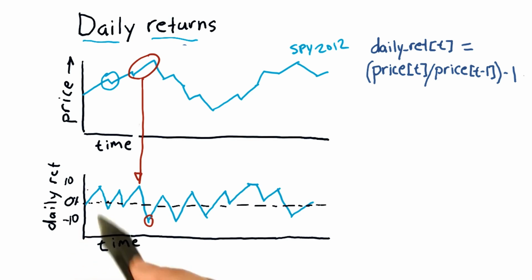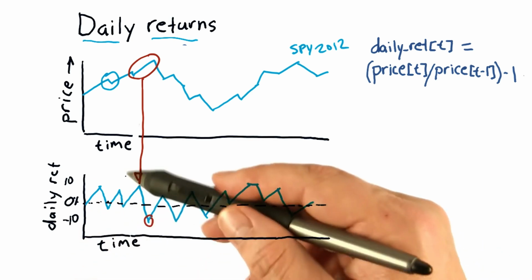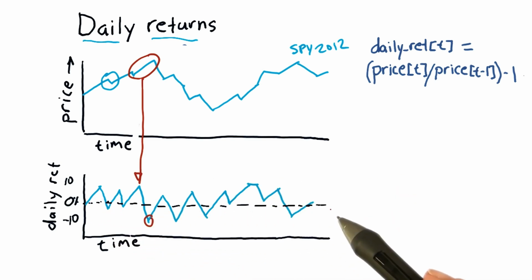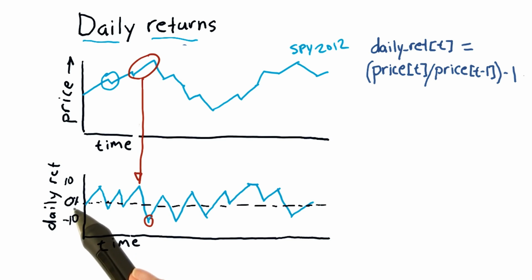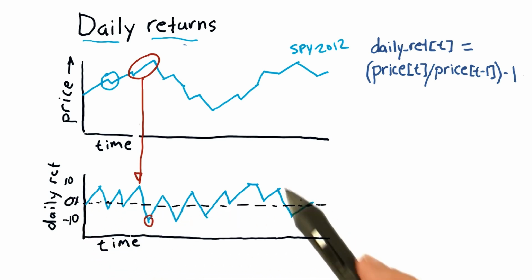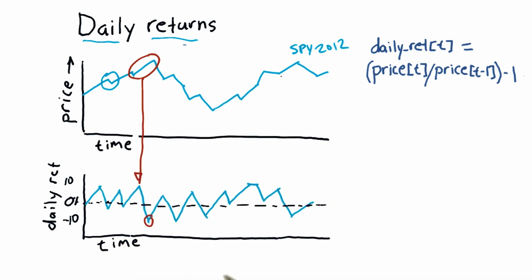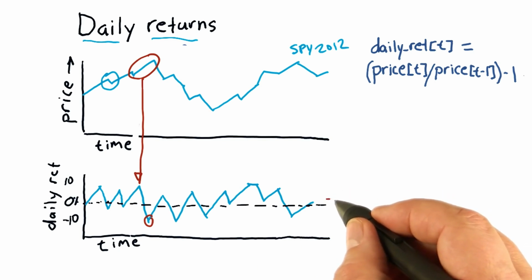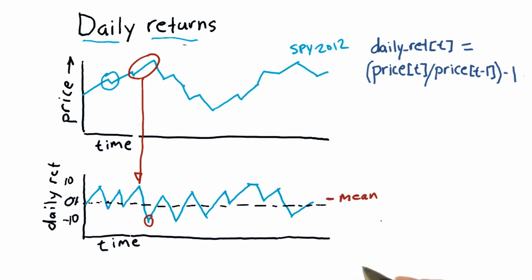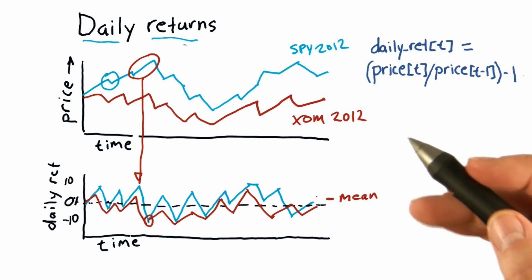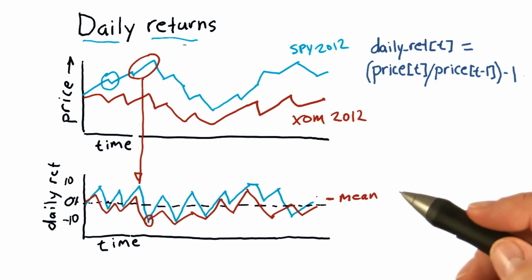Key thing to remember here is this is a line that sort of zigs and zags, usually close to 0. And if you were to take the mean of all these values, because we've had a generally upward moving trend here, our mean would probably be a little bit positive, above 0. Where looking at daily returns can be really important and revealing is to compare daily returns between different stocks or different assets.